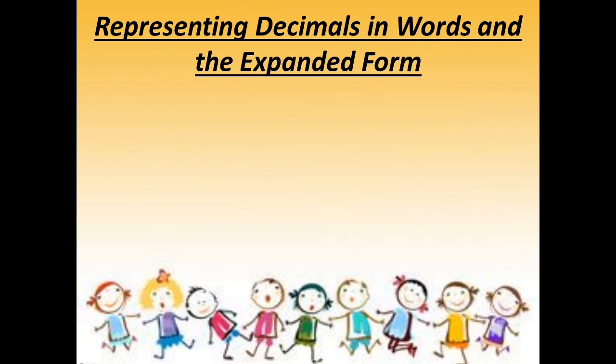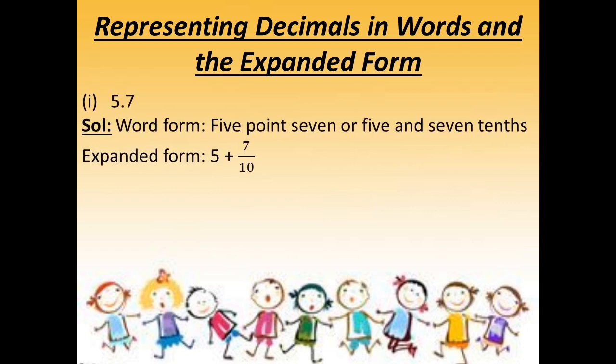Now students, whatever we have learnt in the previous slides, making the use of it, we will learn how to represent decimals in words and the expanded form. And the first is 5 decimal 7. Now students, in word form, it can be written as 5.7 or 5 and 7 tenths. And in the expanded form, see students, we have written a 5 and 7 tenths. So we will write 5 and in place of and we will write plus, and in place of 7 tenths we will write 7 upon 10. Hopefully first part is clear to you.